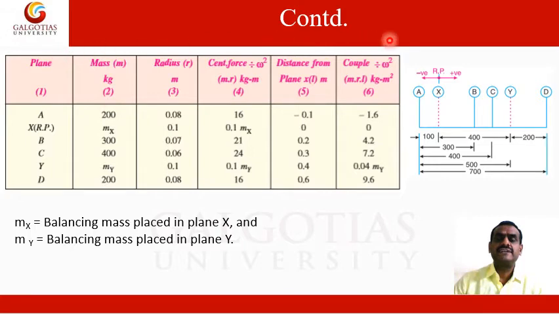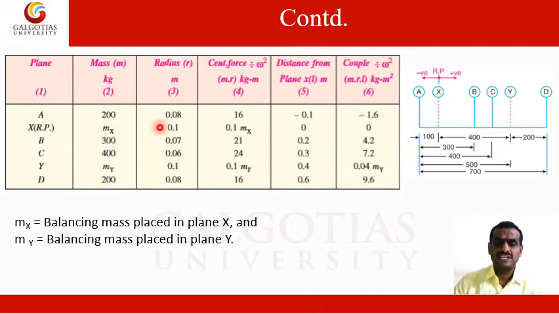Based on the data given in the problem, we have to complete this tabulation. The first plane is plane A. We know A plane, X plane, B plane, C plane, Y plane, and D plane. Based on this diagram, we have to put the corresponding masses, that is MA, MB, MC, and MD. Then MX and MY, the masses are unknown, so we are writing them as MX and MY.